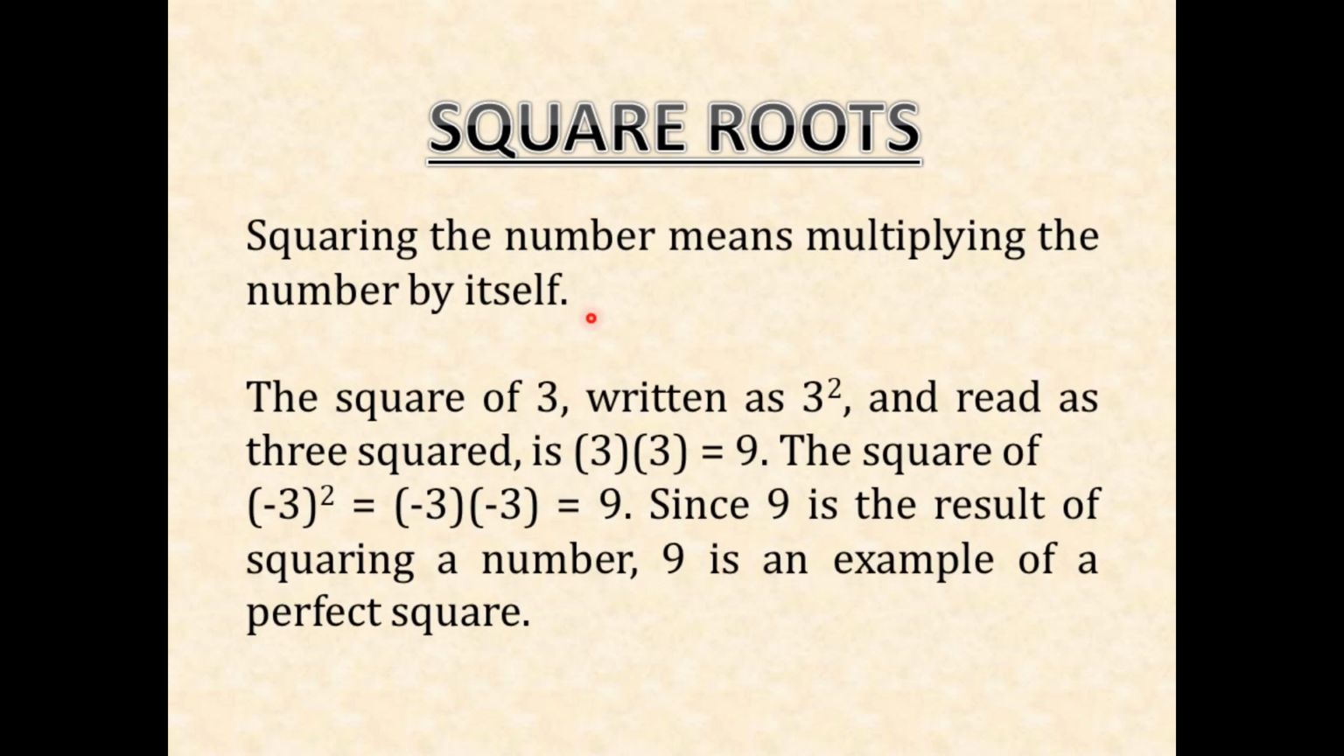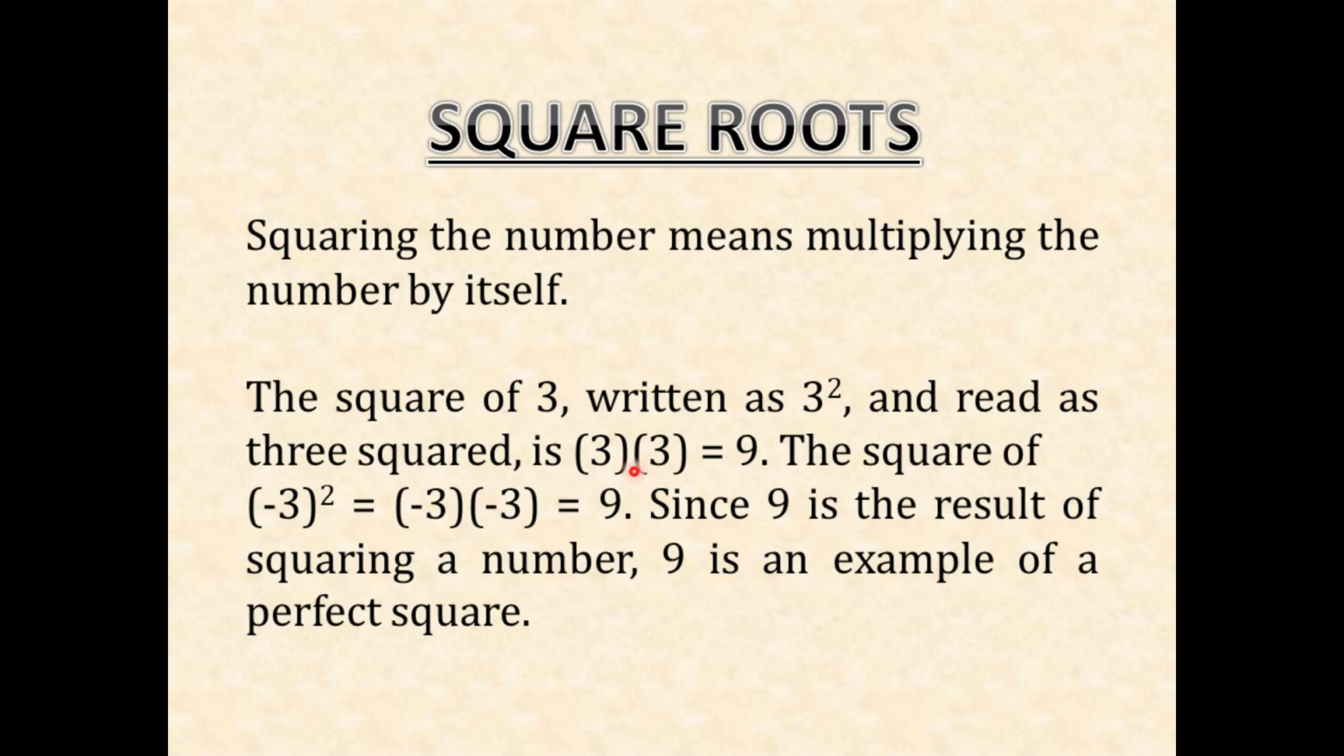Okay, what is square roots? Squaring the number means multiplying the number by itself. We have here the square of 3, written as 3 squared. This statement is read as 3 squared, meaning the base 3 is being multiplied by itself twice. So 3 times 3 is equal to 9, positive 9.